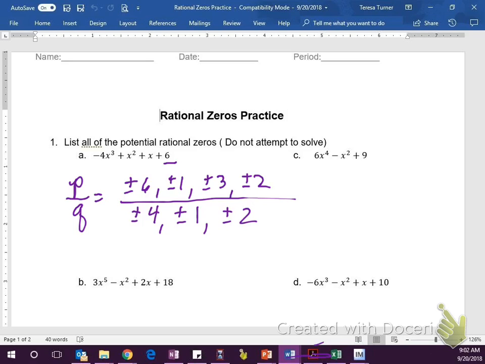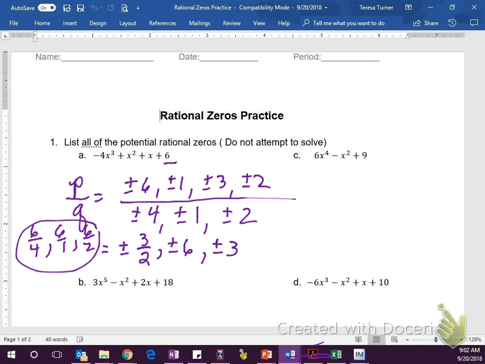So plus or minus 6 over 4 reduces to plus or minus 3 over 2, right? 6 over 4 is 3 over 2. 6 over 1 is plus or minus 6. 6 over 2 is plus or minus 3. So we did 6 over 4, 6 over 1, and 6 over 2, plus or minus. That's where these came from.